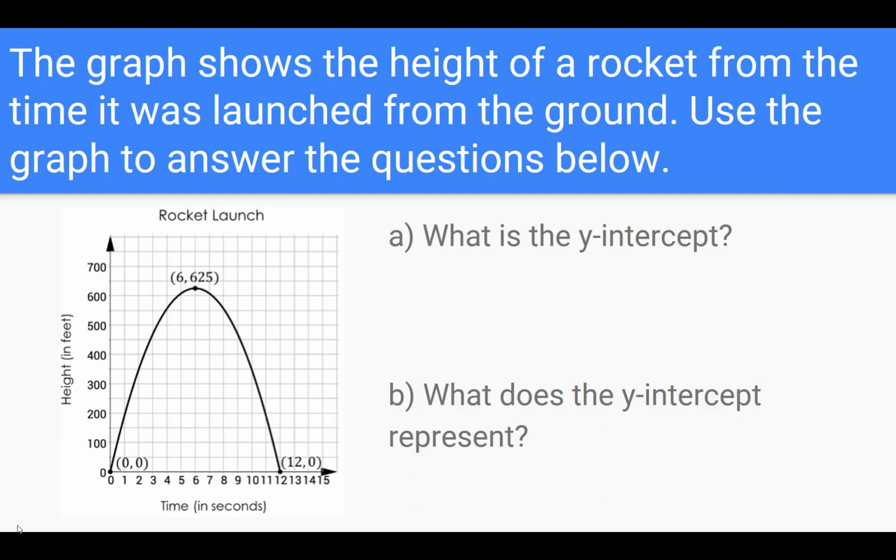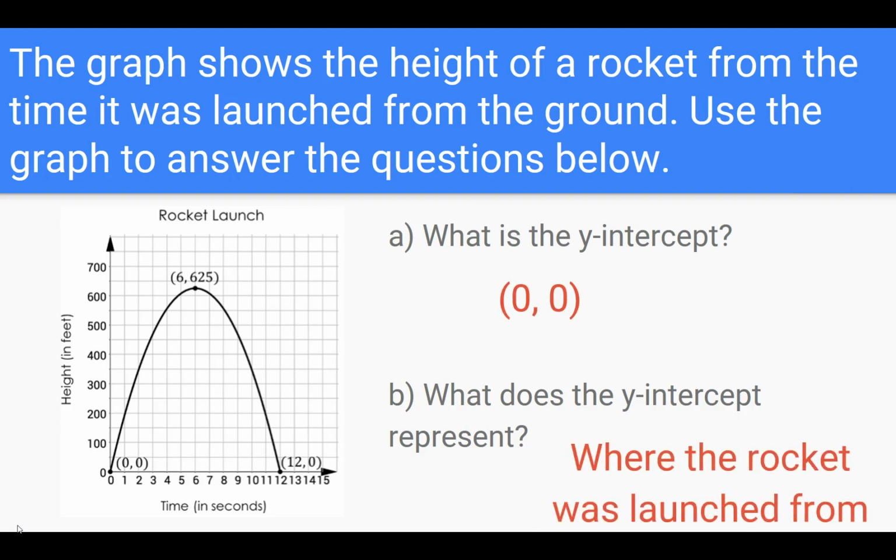And it even labeled some points for us. How nice. All right, what is the y-intercept? What you got, Jaguar? It is 0, 0. Good. And what does that mean? The rocket started on the ground. Good. So y-intercepts show us where things start from. This rocket started from a height of 0.